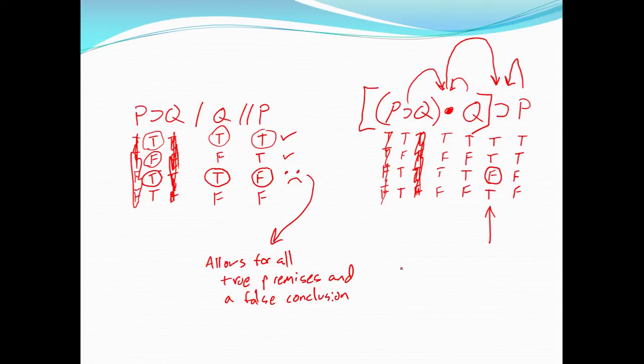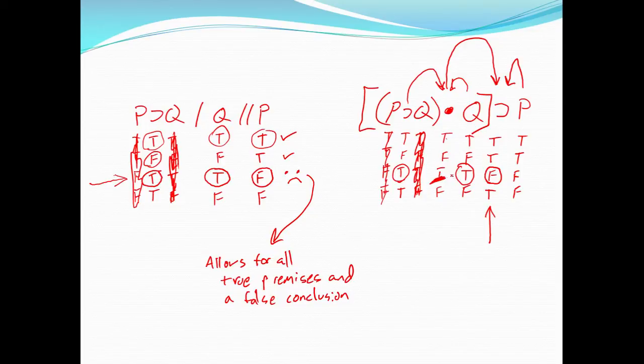Now, if you notice, the third row down is also where we had the problem for the old school truth table method of evaluation. What's going on with the corresponding conditional is that if you have all true premises, the conjunct will be true.